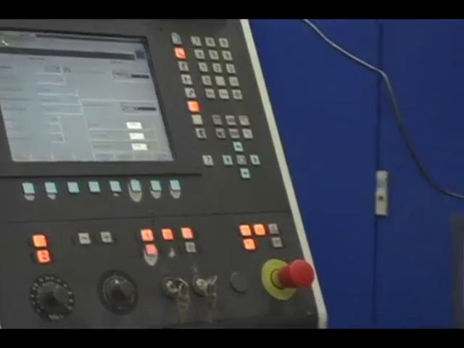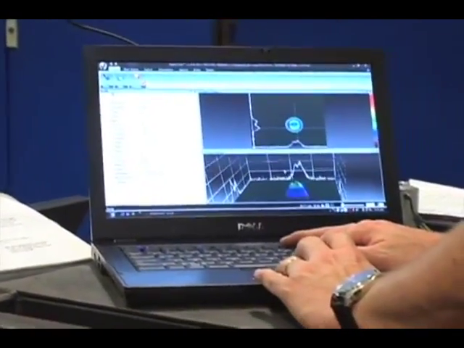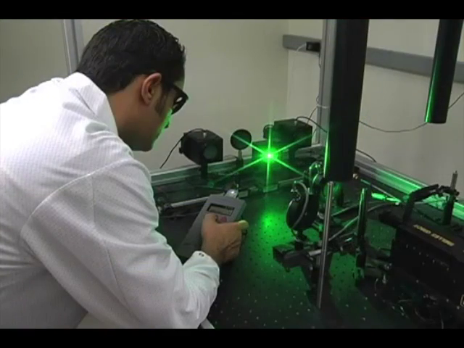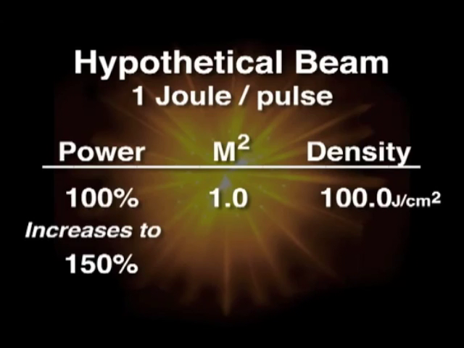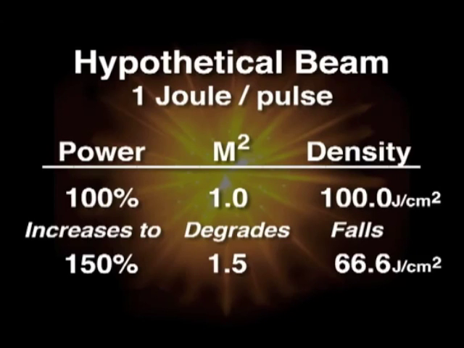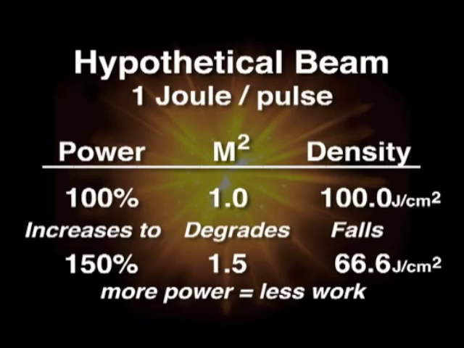Frequently, the anticipated results do not materialize. Often this can be predicted if one knows the m² value of the laser versus power output levels. To demonstrate this problem, take a hypothetical beam of 1 joule per pulse and m² equals 1.0, with a focused average power density of 100 joules per centimeter squared. If we increase the power by 50%, but the m² degrades to 1.5, power density falls to 66.6 joules per centimeter squared, a reduction of almost 1/3. This reveals an all too common result, where more power input results in less work getting done.